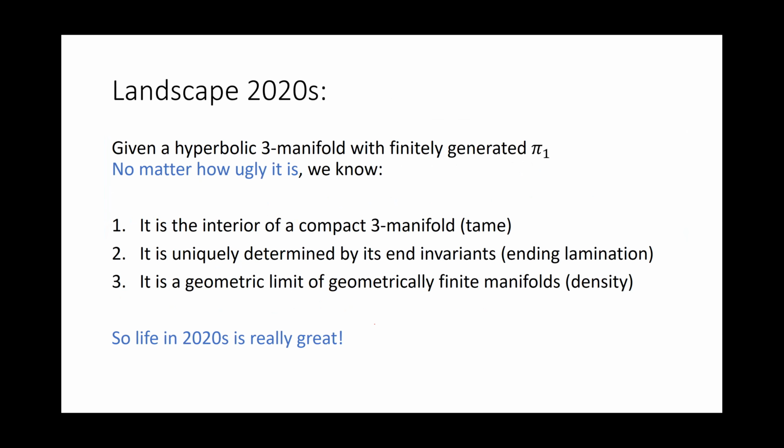All right, so this brings us to the landscape in the 2020s. Given a hyperbolic three manifold with finitely generated fundamental group, no matter how ugly the three manifold is, we know that it is the interior of a compact three manifold, so it's tame. We know it's uniquely determined by its end invariants, the ending lamination theorem, and we know that you can approximate it by geometrically finite manifolds, by the density theorem.